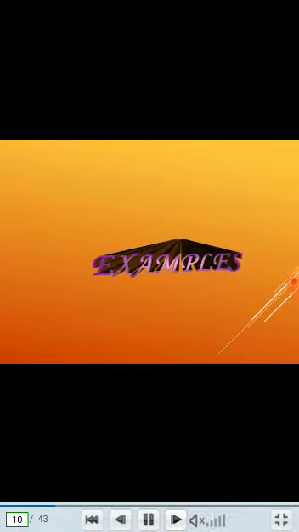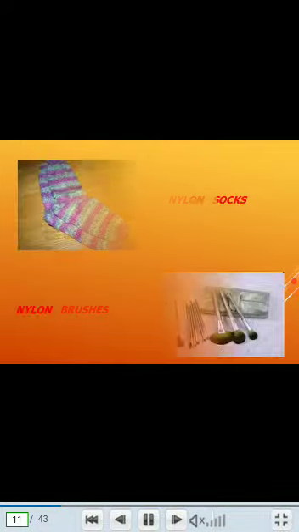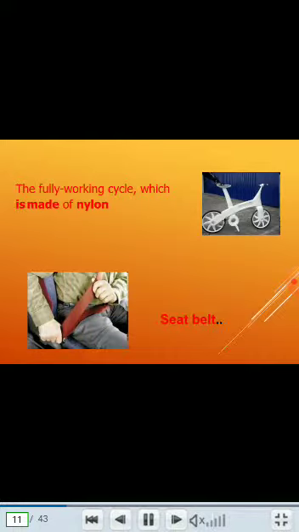Here are examples we can see. Nylon socks, nylon brushes, the fully working cycle which is made up of nylon, seat belt.